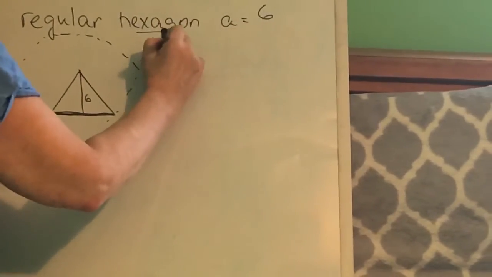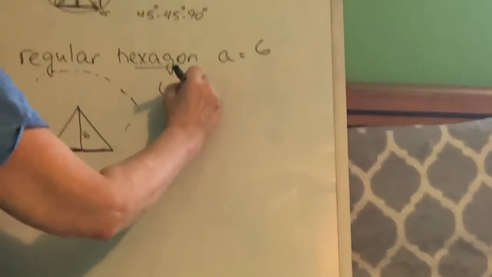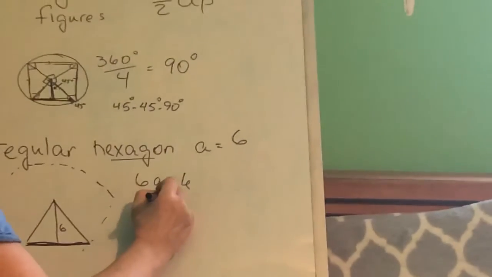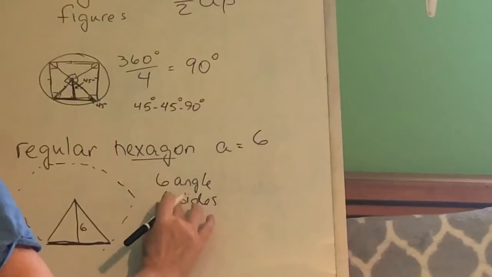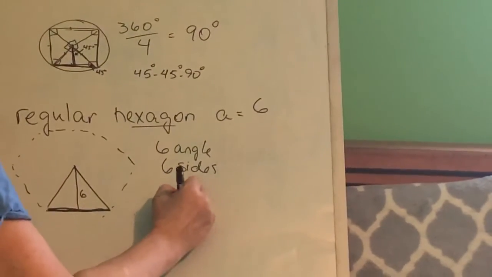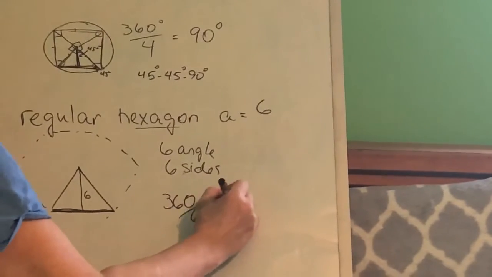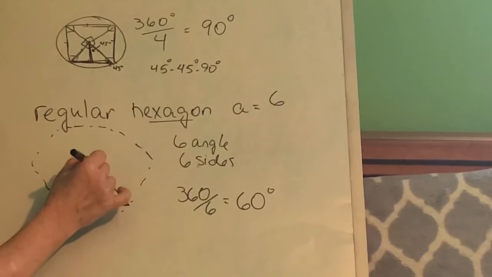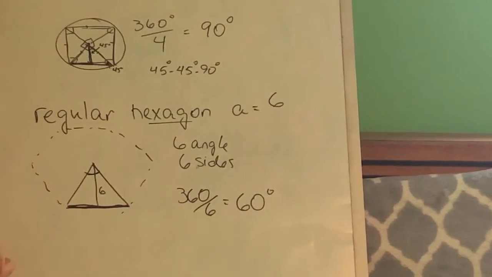Now a hexagon has 6 angles or 6 sides, whichever you will. Sides. All right. Since it can be inscribed in a circle of 360 degrees, I can divide that by 6, getting 60 degrees. That means the measure of the central angle here is 60 degrees.